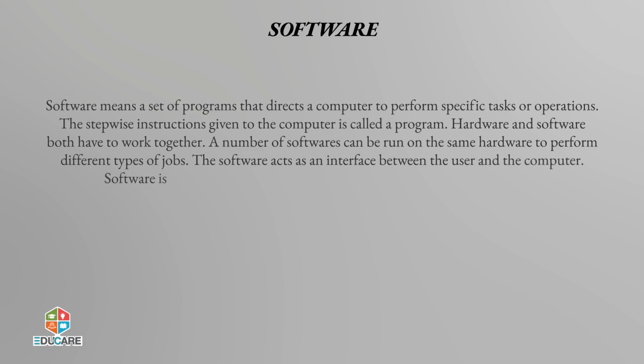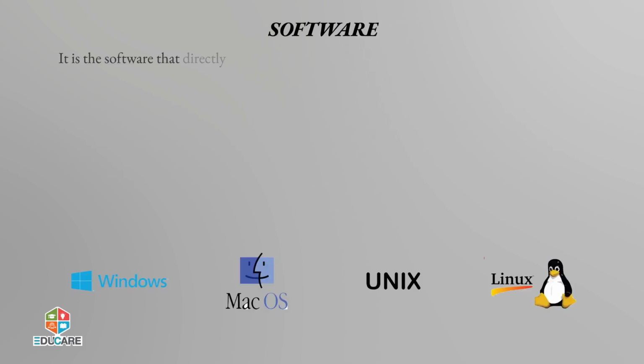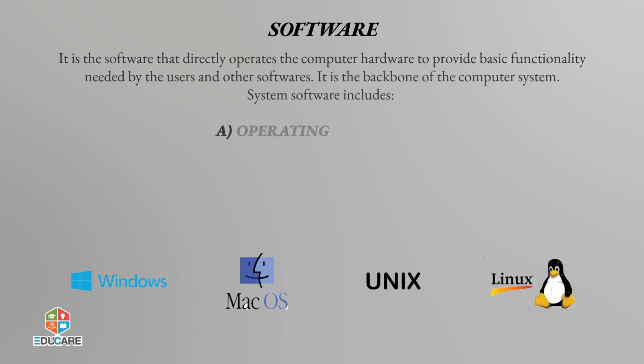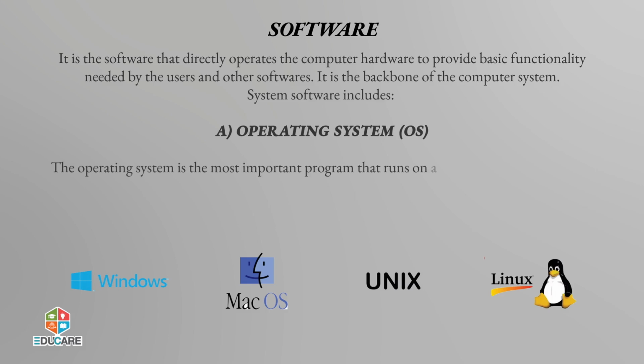Software is mainly classified into system software and application software. System software. It is the software that directly operates the computer hardware to provide basic functionality needed by the users and other softwares. It is the backbone of the computer system. System software includes operating system, OS. The operating system is the most important program that runs on a computer.